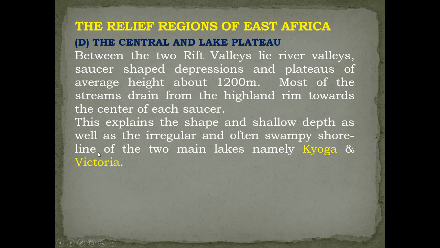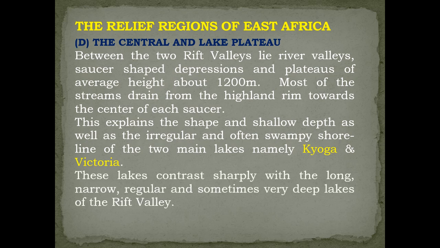In the Rift Valley lakes, Lake Tanganyika is the deepest, and when you look at their shapes, they are different. The shape of Lake Victoria and Kyoga is different from the shape of the Rift Valley lakes. In the Rift Valley lakes, their shape is long. They tend to be narrow. These ones are broad, but the Rift Valley lakes are narrow. They are regular, while these two are irregular. For the Rift Valley lakes, they are regular.